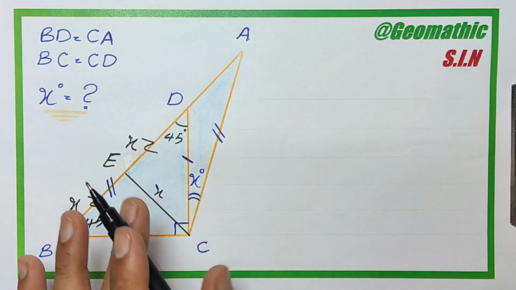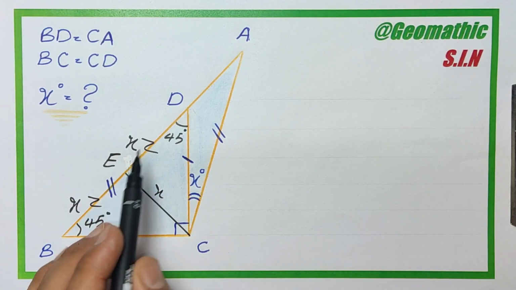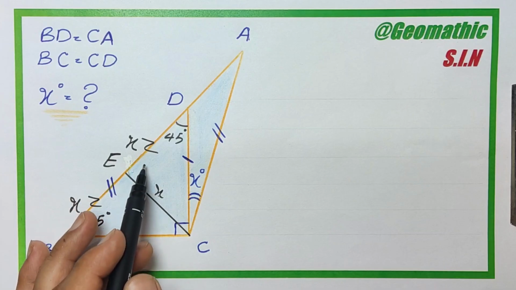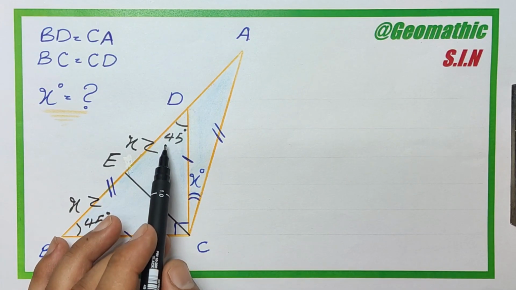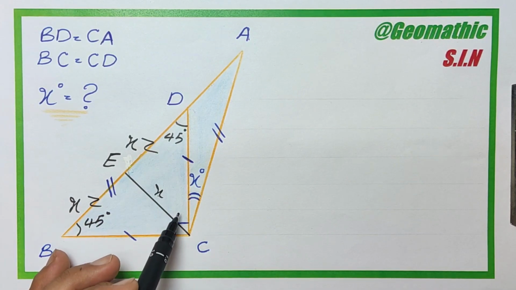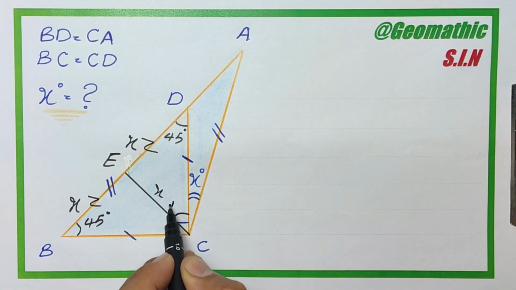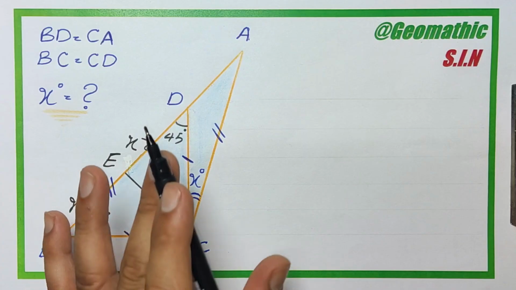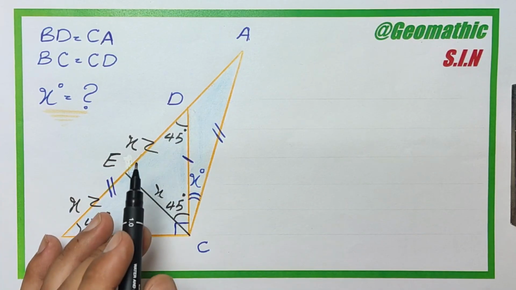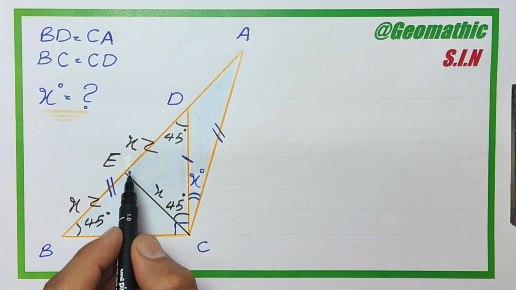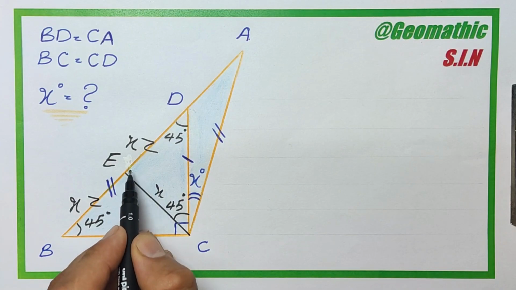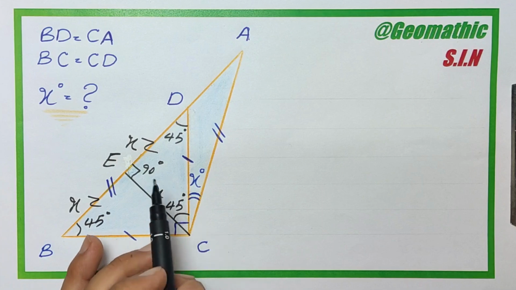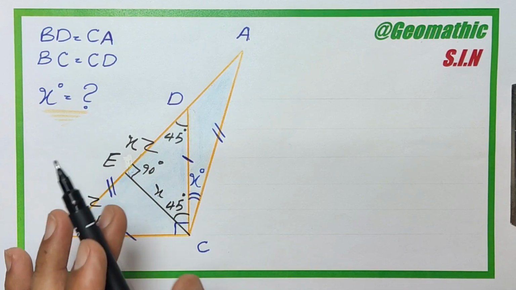Now we have another isosceles triangle, EDC, because it has two equal sides. One base angle is 45 degrees, so the other must also be 45 degrees. Since interior angles add up to 180 degrees, the remaining angle must be 90 degrees. Interesting, we found another 90-degree angle.